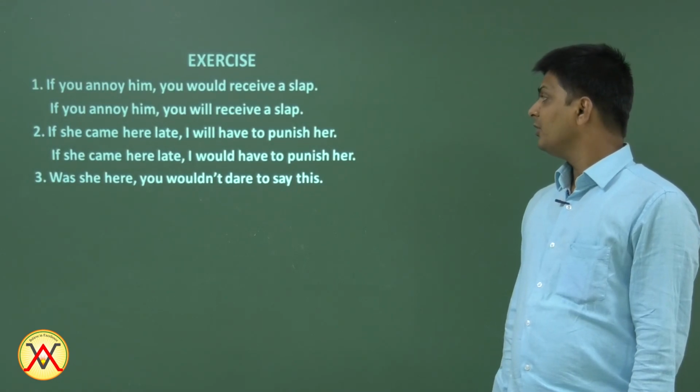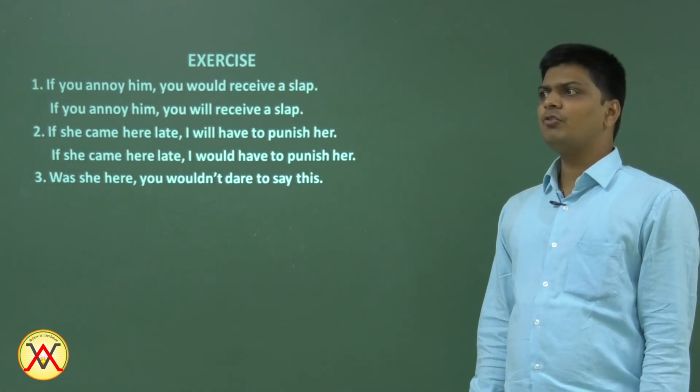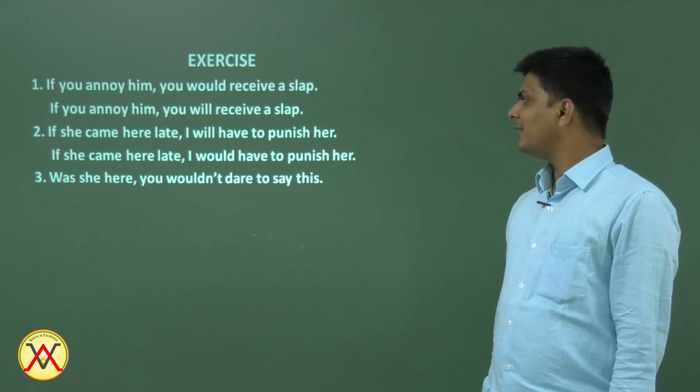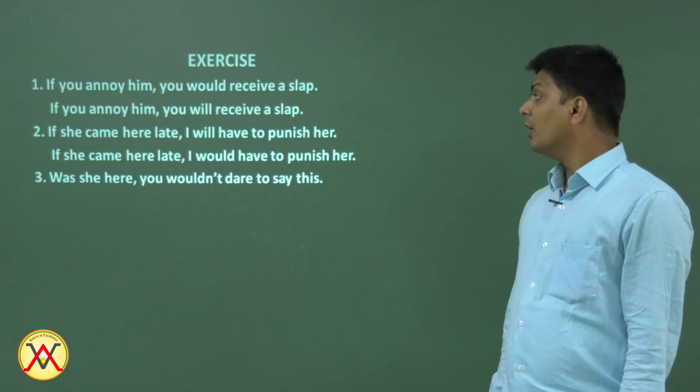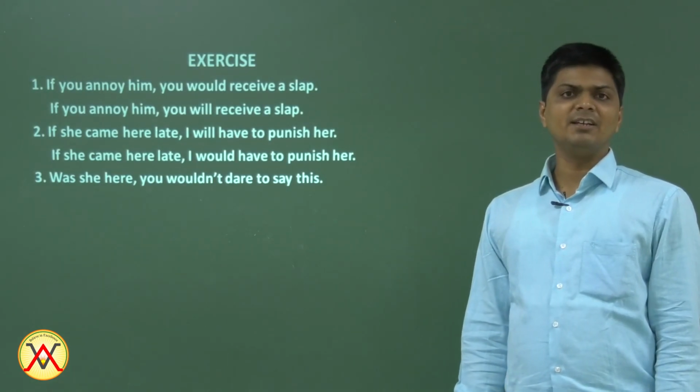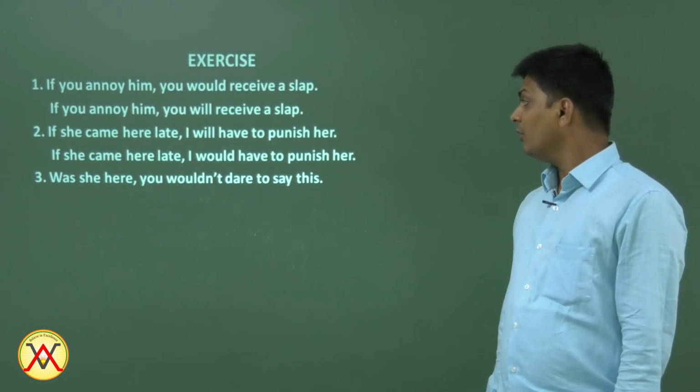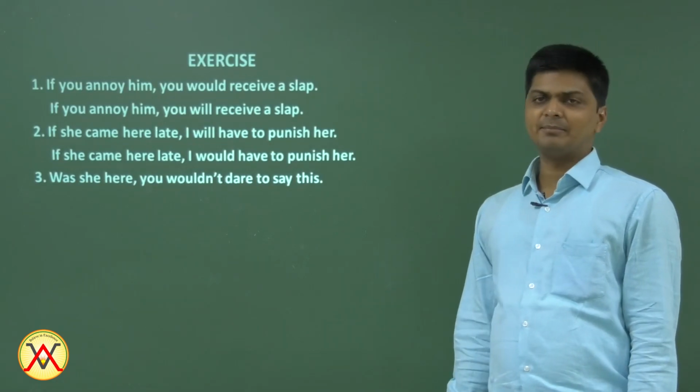Was she here? You wouldn't dare to say this. Well, was is wrong. We don't say was, we say were she here. Clear? In unreal conditional we can only use were. Were she here? You wouldn't dare to say this.